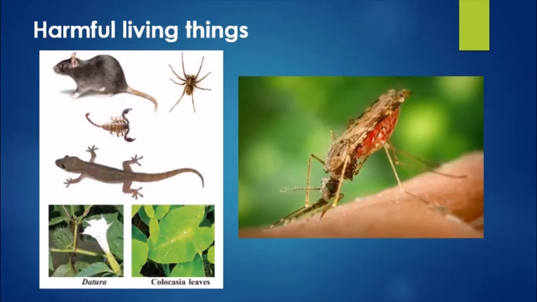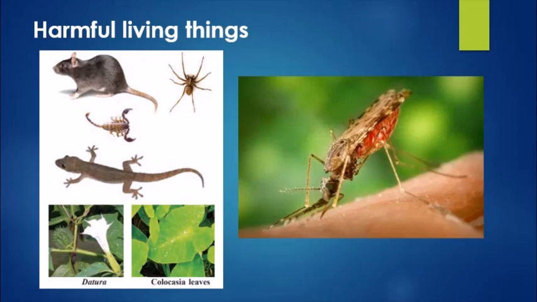Next are the harmful living things. Now these harmful living things, though they are harmful to human beings, play a very important role in the ecosystem. So you should not think that they should not be there on the earth. They have some other role in the ecosystem. So let us talk about the harmful living things.